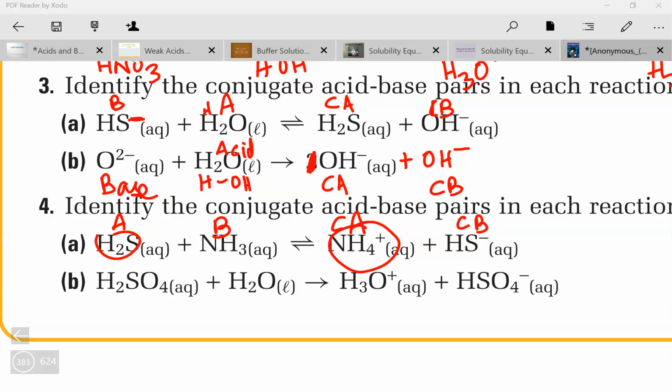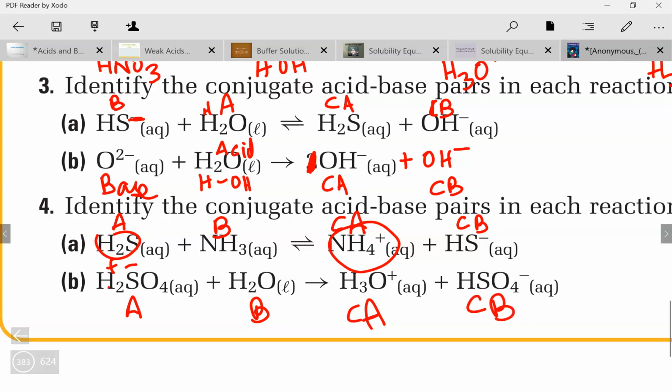So to continue, we have an acid, because it's H2SO4, we should know that that's an acid, and water here acts as a base. We can also tell that by looking at the products, because water is clearly accepting H plus to form H3O plus, and HSO4 minus is formed when H2SO4 gives away an H plus. So the H plus goes away, what you're left with is HSO4 minus, which is the conjugate base.